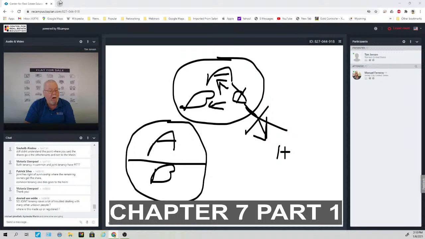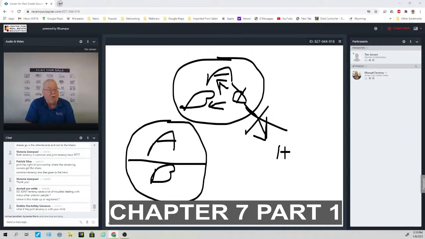Where is this made up or registered? Oh, you mean the joint tenancy or tenancy in common? That's done by your attorney and the people purchasing, how they want to take possession of the property. So if some people ask you, how should I take ownership interest of the property, as tenancy in common or joint tenants? You would say this: I don't know. You should talk to an attorney, because you're asking a legal question and I'm not an attorney. I can't answer that question.